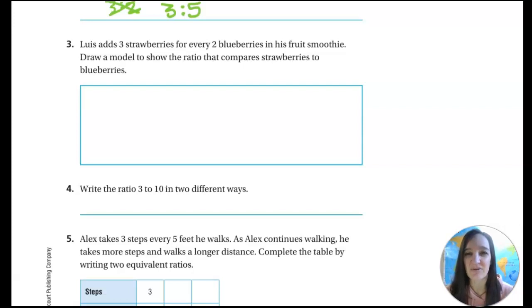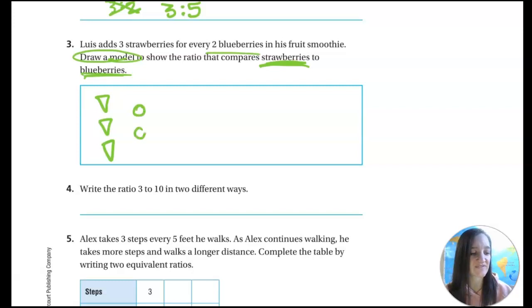Luis adds 3 strawberries for every 2 blueberries to his fruit smoothie. Draw a model to show the ratio that compares strawberries to blueberries. Again, draw a model means just draw. So I'll do 3 triangles for strawberries, 2 blueberries, and there's 2 blueberries. So I'll do circles for blueberries. Honestly, as long as it's some type of something that shows a 3 to 2 relationship, you're good.